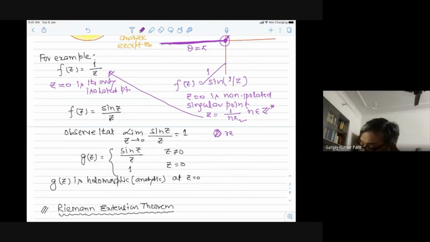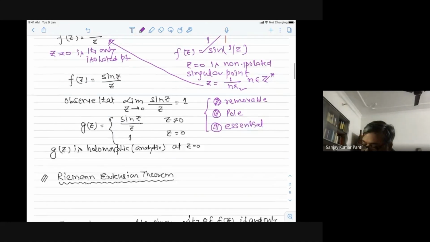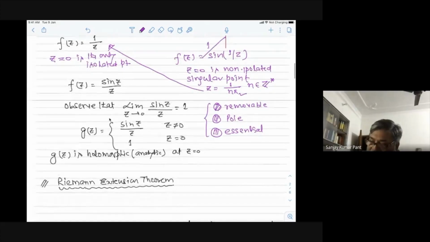One is called a removable isolated singularity. Second is called a pole, and third is called an essential isolated singularity. So these three kinds are possible for an isolated singularity of a function which is not analytic at z0, but analytic in a neighborhood, an open set around it. So first is, for example, f(z) equal to sin z upon z.